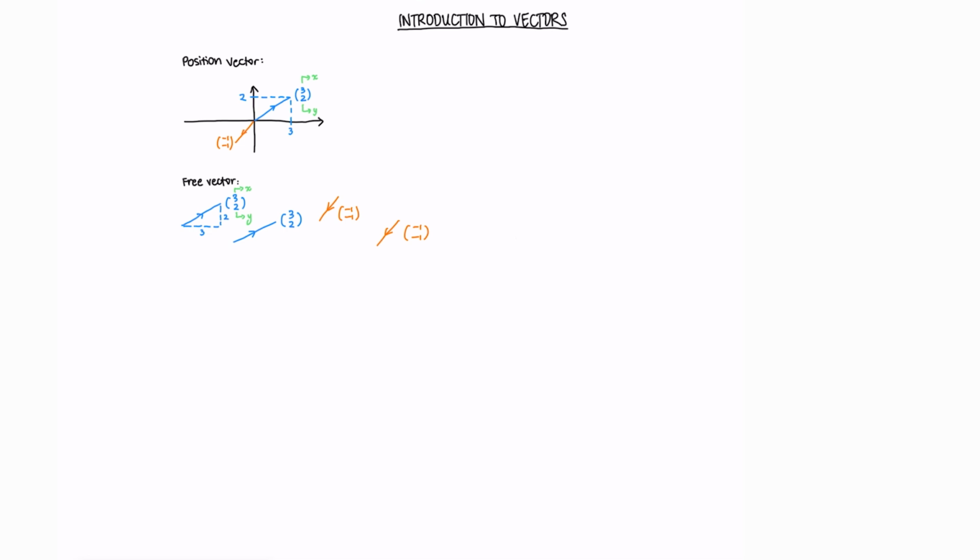So for example, I can have this vector that is (3, 2) over here, and this vector that is (3, 2) over here. This is because both these vectors are 3 long and 2 tall. Another example is this orange vector over here. Both these orange vectors are still (-1, -1). This is because both these vectors cause a movement of -1 on the x-axis and -1 on the y-axis. That's why you have (-1, -1).